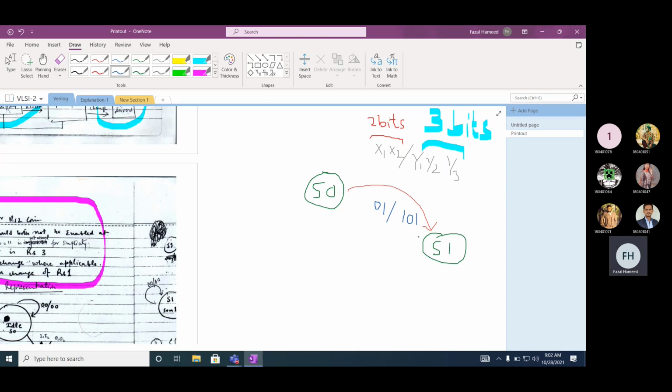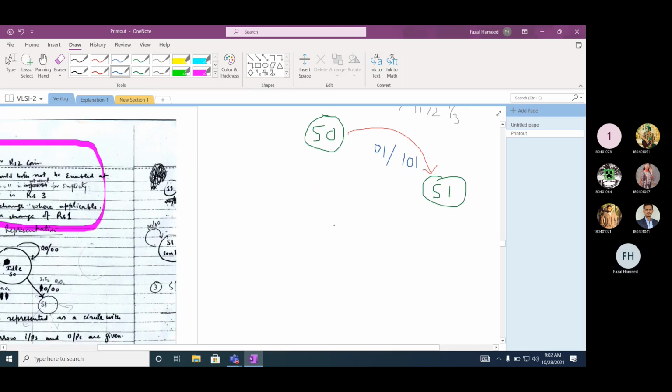I have just defined an arbitrary FSM. We have an arbitrary FSM with 2 bits input and 3 bit output. For the example that we studied, we have 2 inputs and 2 outputs. But for that, it is not x1, x2. That will be rupees 1 and rupees 2. Okay?